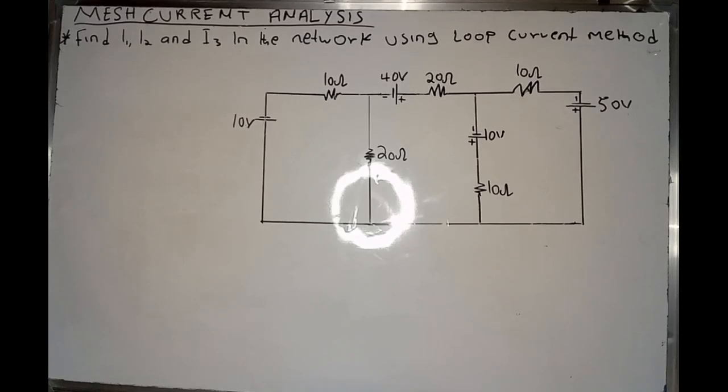In this tutorial, we are going to talk about mesh current analysis. The main basic idea in mesh current analysis is to determine the branch currents and voltage across the elements of a network. Suppose the question says find I1, I2, and I3 in the network using the loop current method. So how can we use the loop current method to solve this kind of problem?